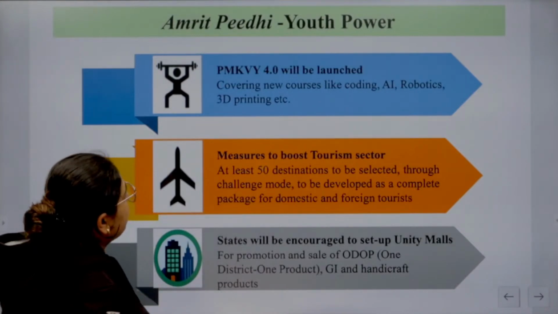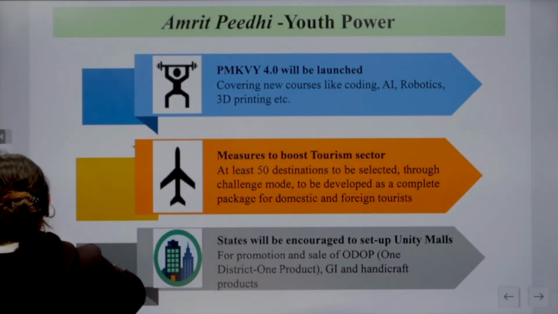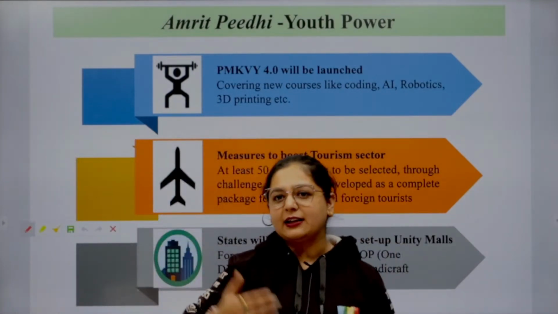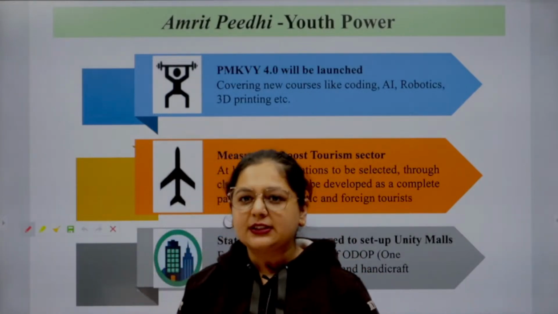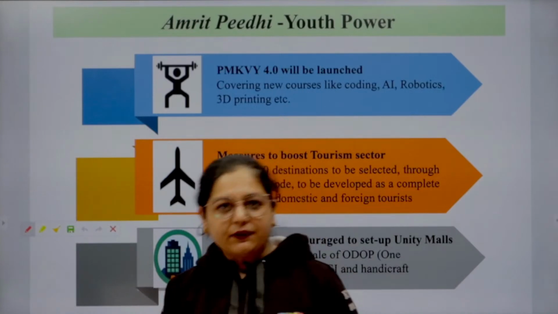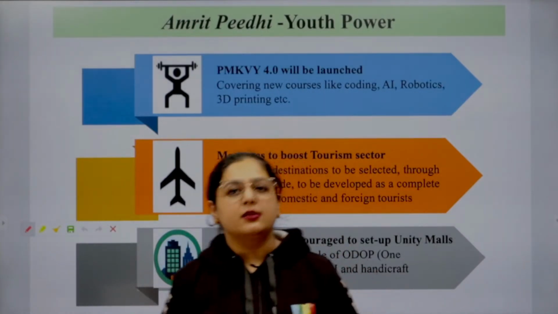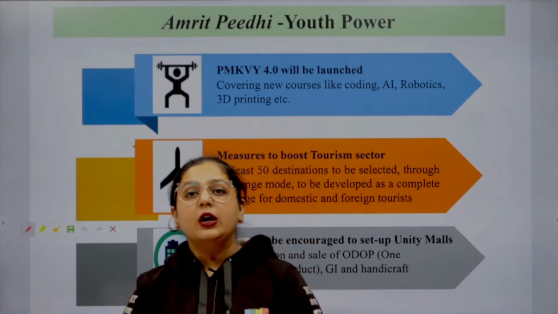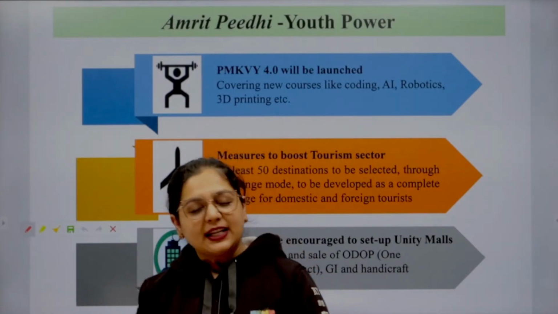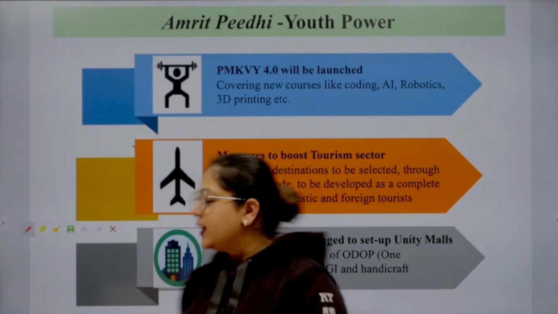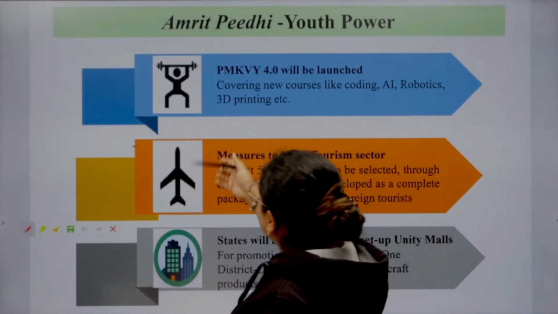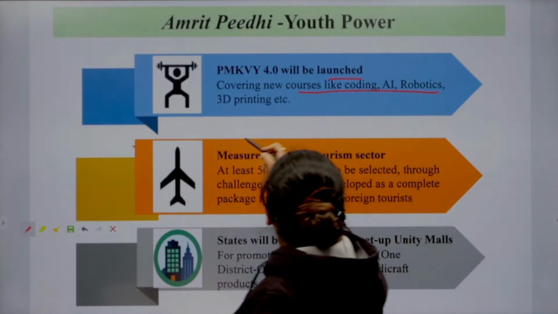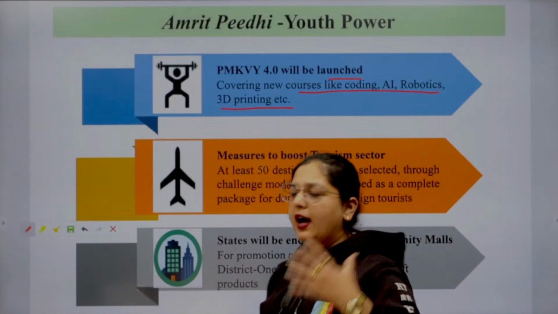The next, Amrit Pidhi Youth Power. So Amrit Pidhi means that all the youth, the teenagers now, for the next 25 years, they are going to be the nation builders, right? And of course, it is imperative for the government to increase and use their power to channelize their energies at a righter end. So definitely, PMKVY 4.0 will be launched, and this will cover new courses like coding, AI, robotics, 3D printing, and many more.